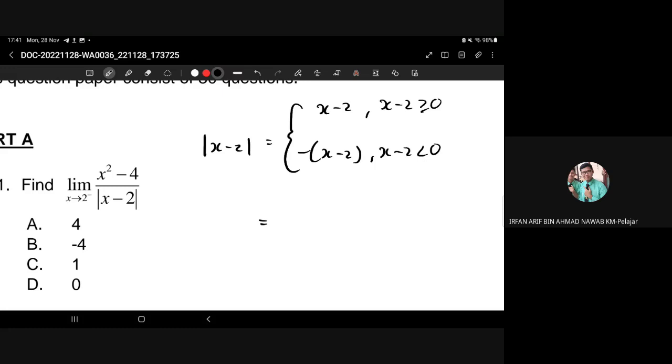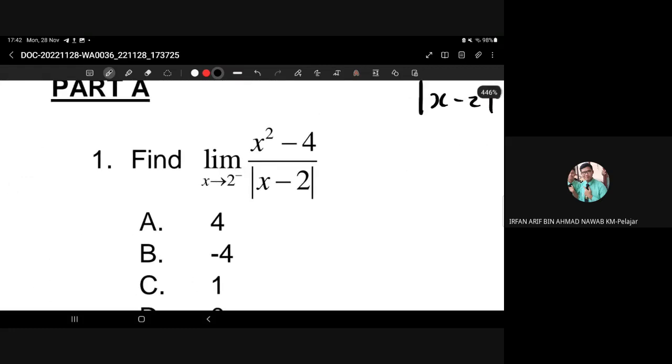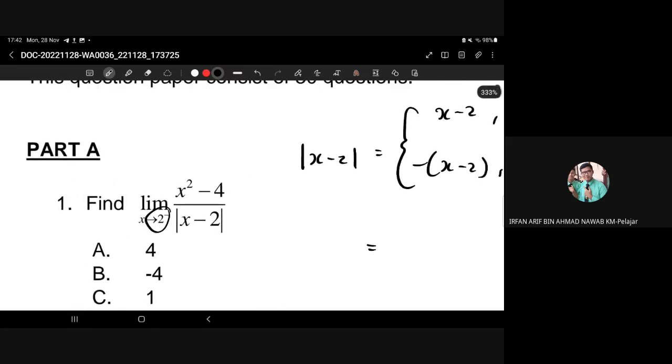Okay, no problem. But let me recap first. Today we'll be learning chapter 8. For this question, we know that this is a one-sided limit, which means that we have this negative symbol here. It is telling us that it is approaching from the left. Then we have this absolute function. First we have to make it a piecewise function, then we can determine which function we will be using based on the limit. This is the limit that approaches from the left.